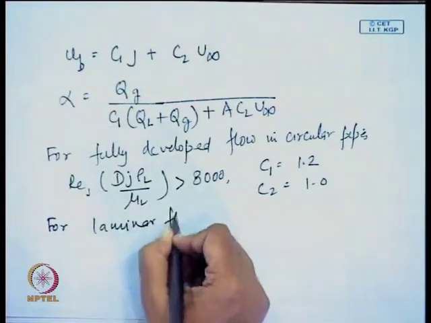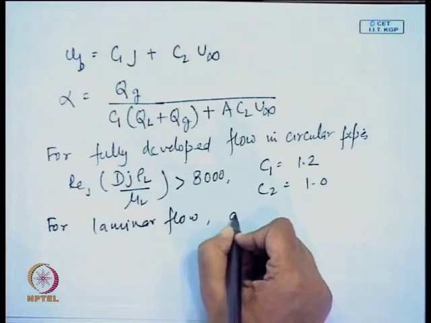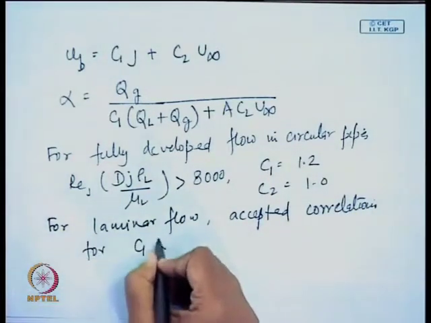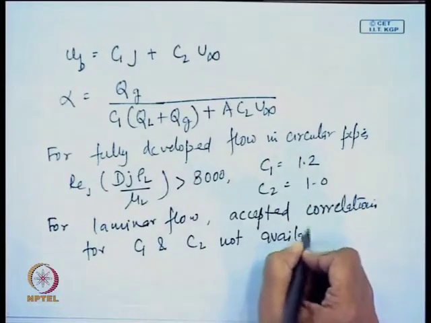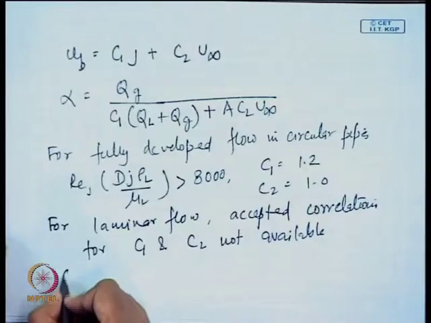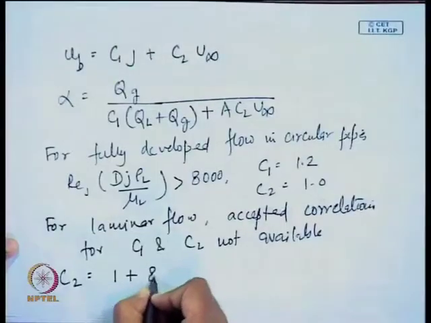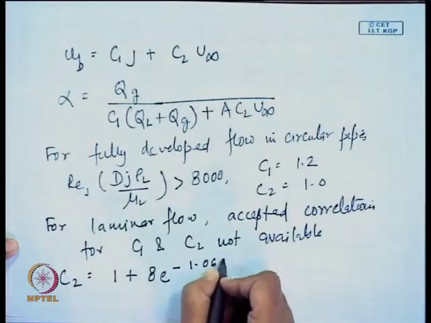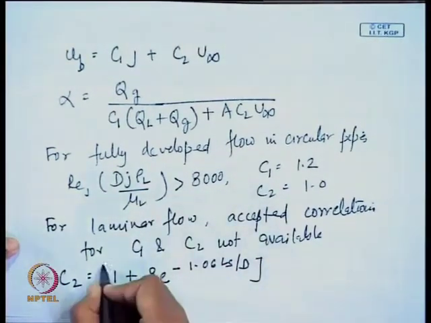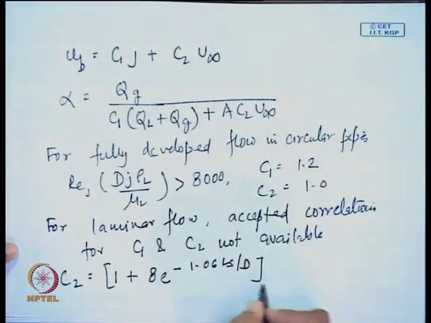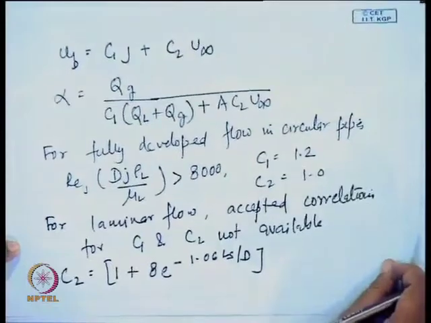And for laminar flow, we find that the theory is still not very well developed, and accepted correlations for C1 and C2 are not yet available. One particular thing people say is that C2 depends upon the spacing of the bubbles. Therefore, it should be a function of liquid slug length, isn't it? So, people have proposed expressions of this sort, 1 plus 8 e to the power minus 1.06 Ls by D, where Ls is the liquid slug length, or in other words, the bubble separation length. People have also observed that for the case of boiling, C2 equals 1.6.